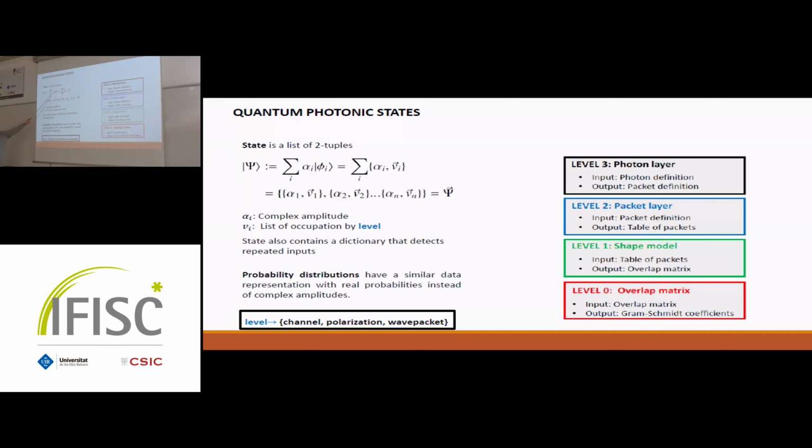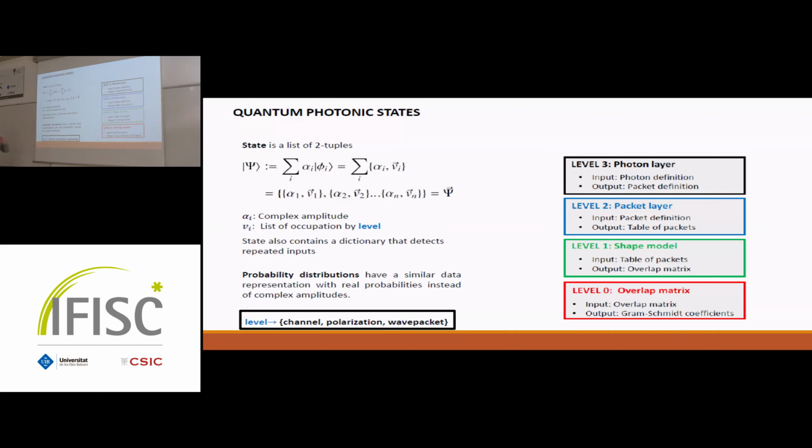Each level will be a combination of 3 quantum numbers: the channel, the polarization, but also the wave packet. Because now you know that, because of partial distinguishability, not all photons are going to be synchronized. So this is what will be stored in the circuit.